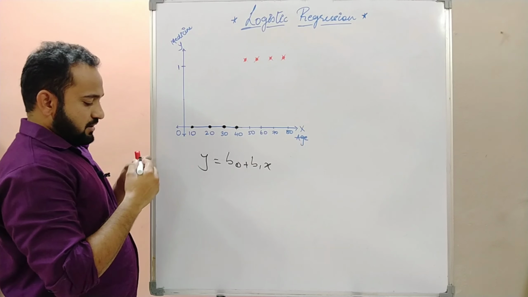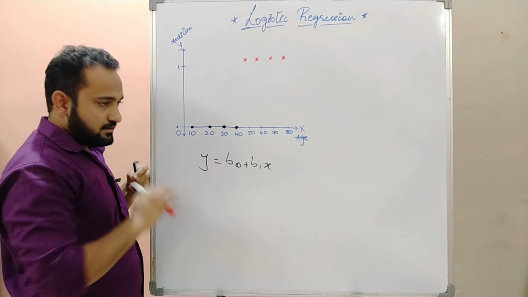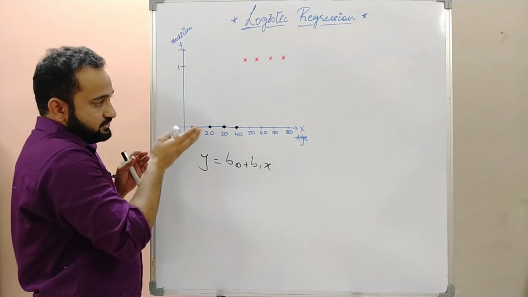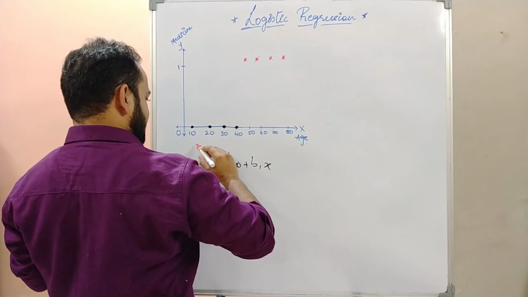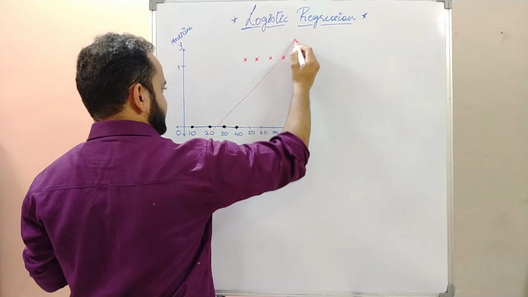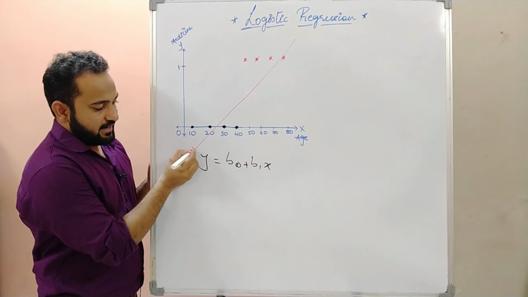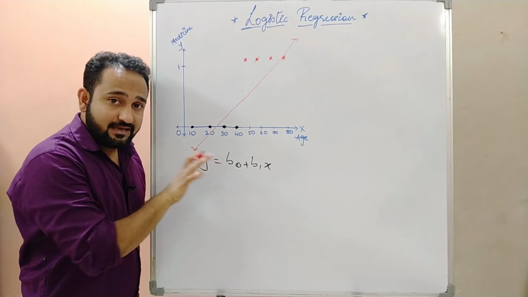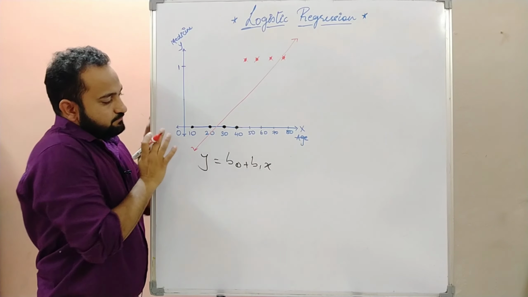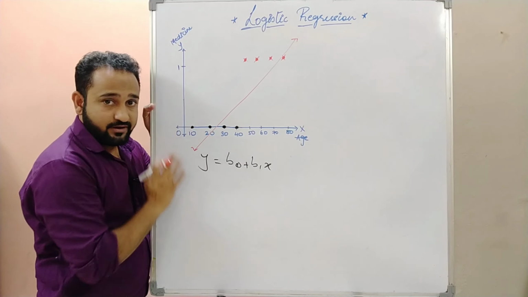After finding the values of m and c, if I draw a line for this data set, it will look something like this. It's not perfect, but similar to this. That will be my equation of line for this data set according to linear regression. So can we solve this using linear regression? That's what we are asking.